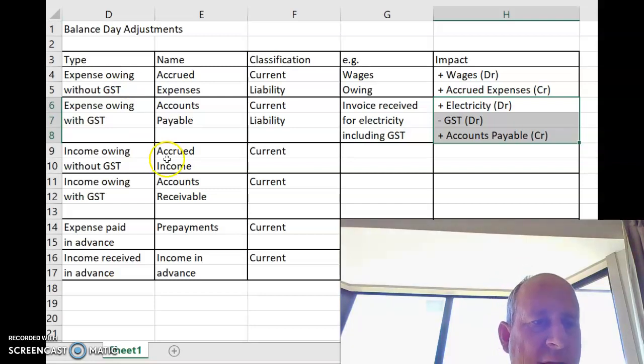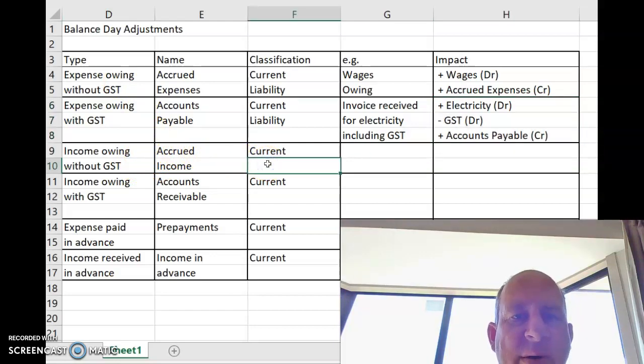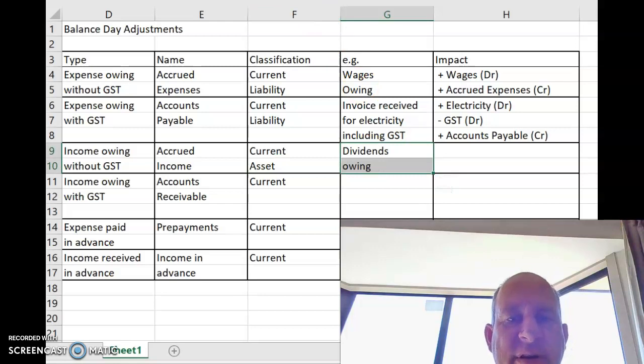Good. Income owing without GST is called accrued income. So accrued income, it's owing to us. So it's going to be an asset, a current asset. An example: dividends owing. So either dividends owing or term deposit interest owing. With a term deposit, often they make you calculate that. Dividends, often we just get the figure.